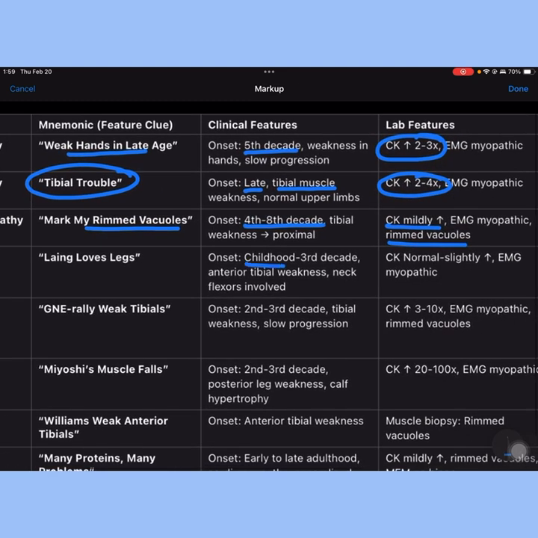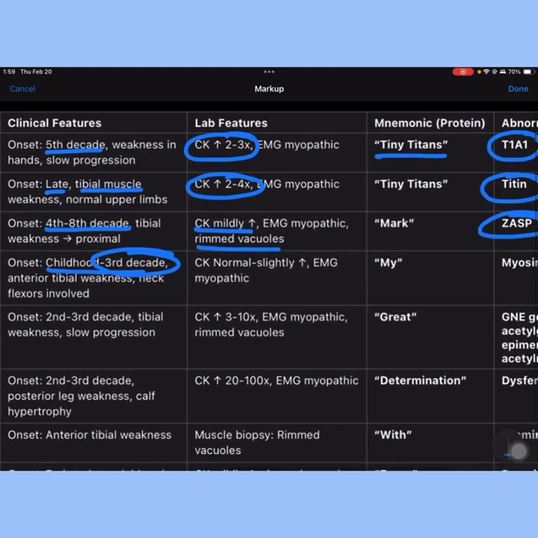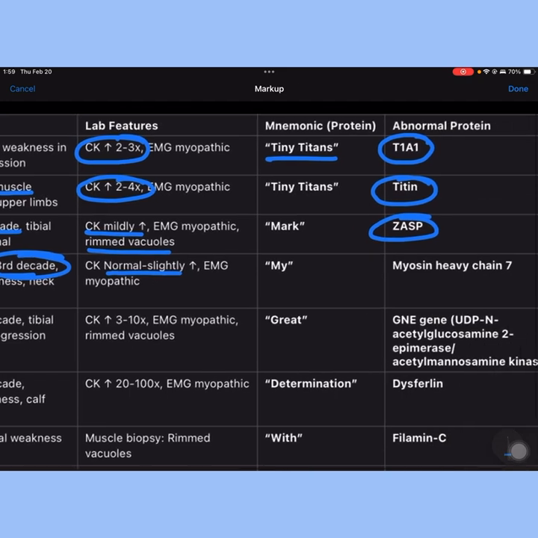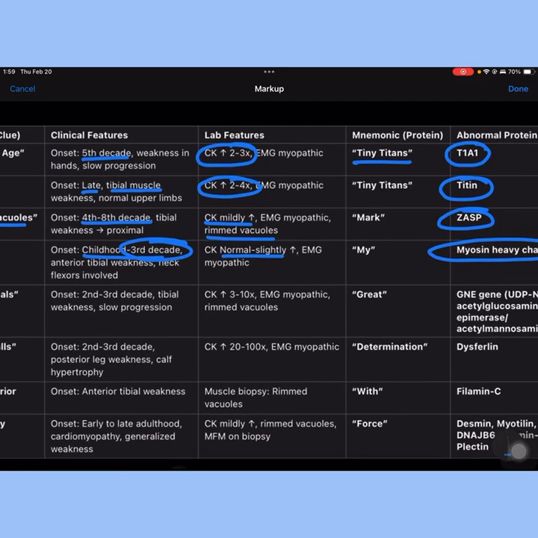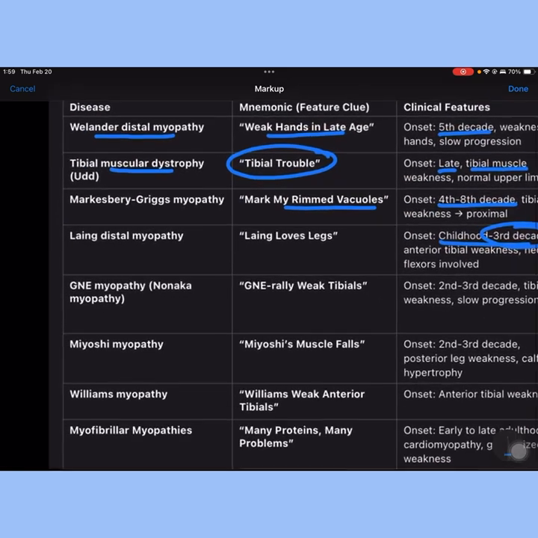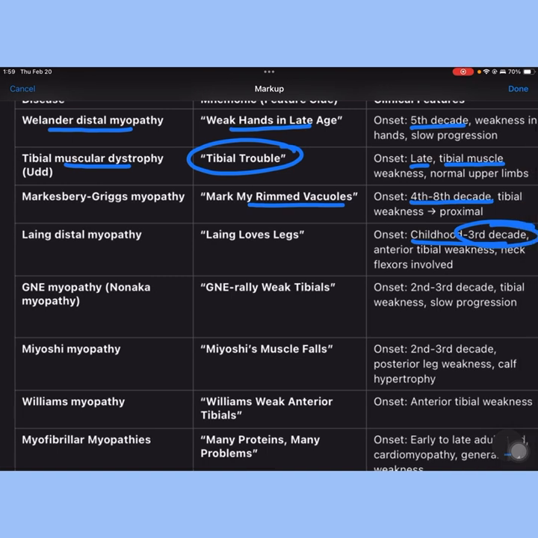The fourth one is Laing distal myopathy, Laing loves leg. Onset is in childhood to 3rd decade. Anterior tibial weakness is present. Neck flexors are involved. CK is normal or slightly increased, and the abnormal protein is myosin heavy chain 7. In Laing distal myopathy, myosin heavy chain 7 is affected.